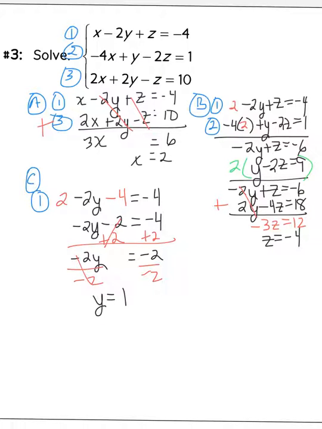And so now I have all 3. So I can write my triple ordered pair. So x is 2, y is 1, and z is negative 4. That's it. So let's look at some word problems now.